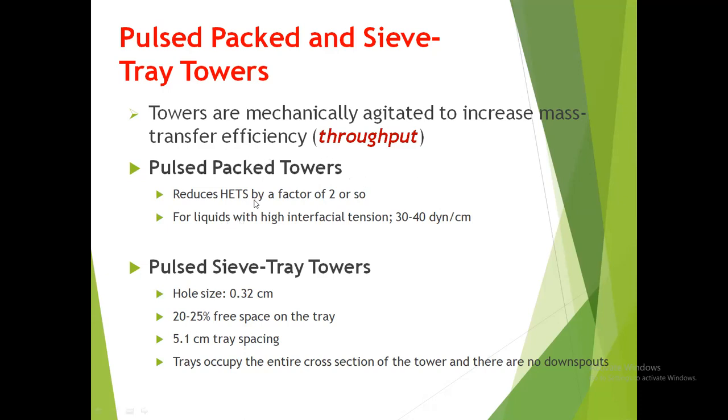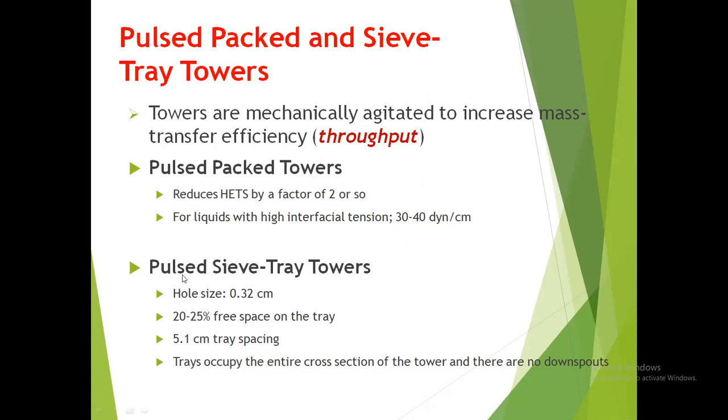Now, what about the pulse pack tower? So there's a degree of pulsation. It's using packing material. So in here, you expect a reduced HETS value. If you can still remember the HETS, the height equivalent to one theoretical stage. And the decrease is by a factor of 2 or even more. Now, this is for liquids with high interfacial tension. So the range of the interfacial tension in here is from 30 to 40 dyne per centimeter. Now, this one is the pulsed pack tower.